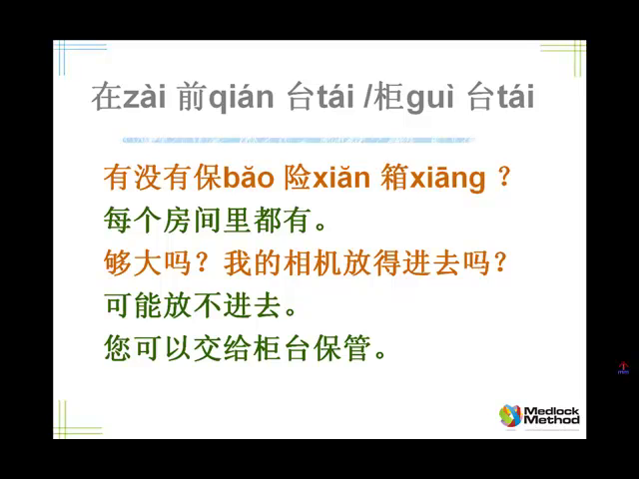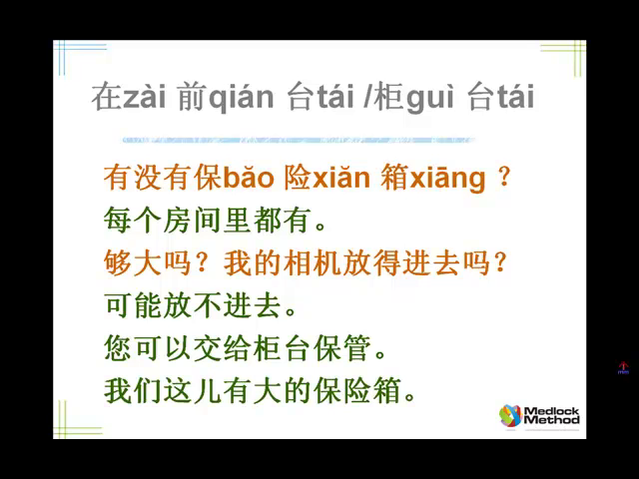Now, the reason you can do that is because they have a large safe. Tell me, here we have a large safe. 我们这有大的保险箱。 I know it sounds funny in English, but we do say that. 我们这 means here, we, our place. Just the Chinese way of saying it. 我们这有大的保险箱。 Right, let's quickly review this before we wrap up the lesson.